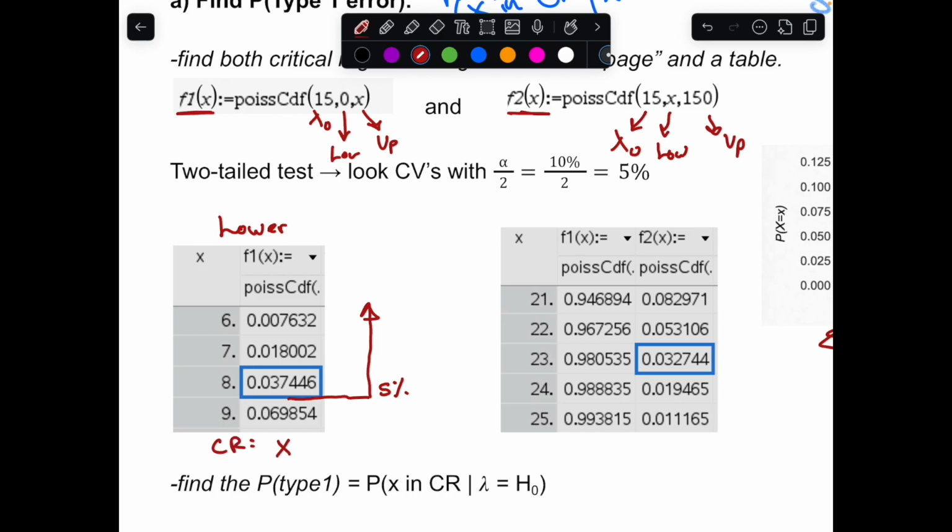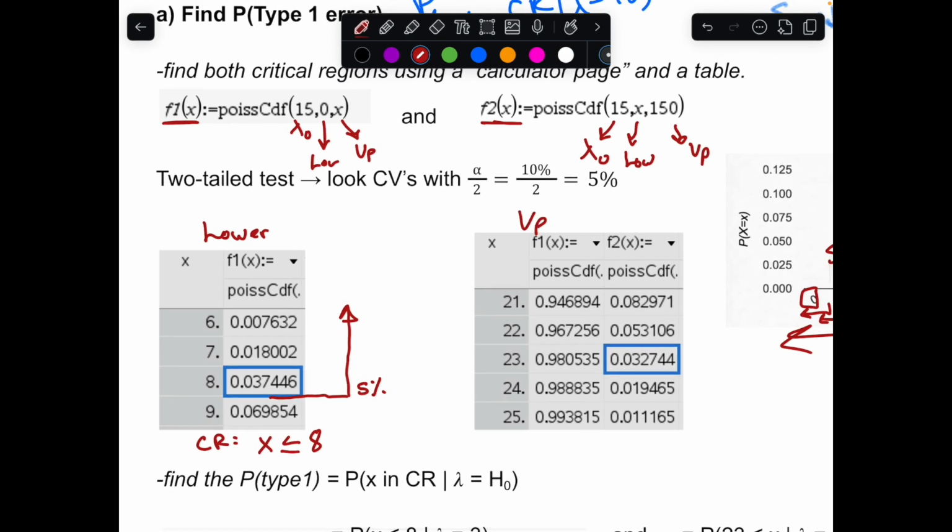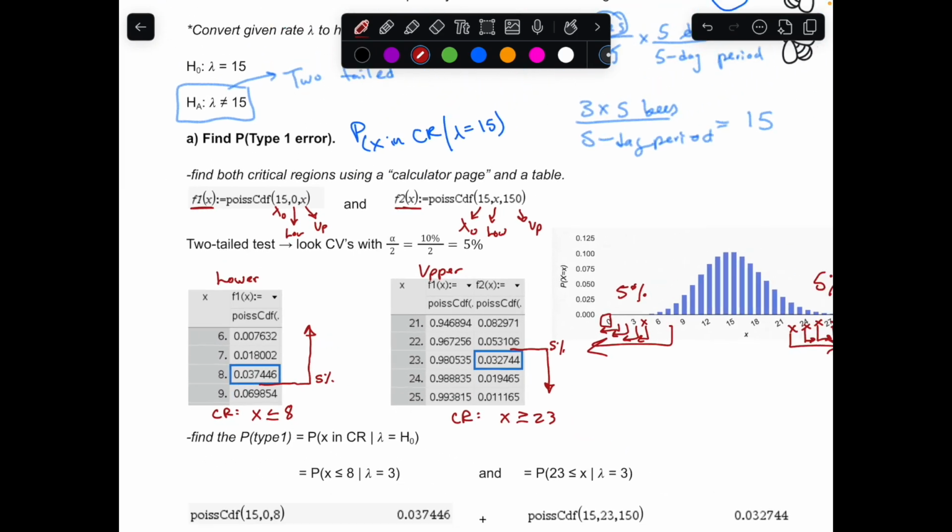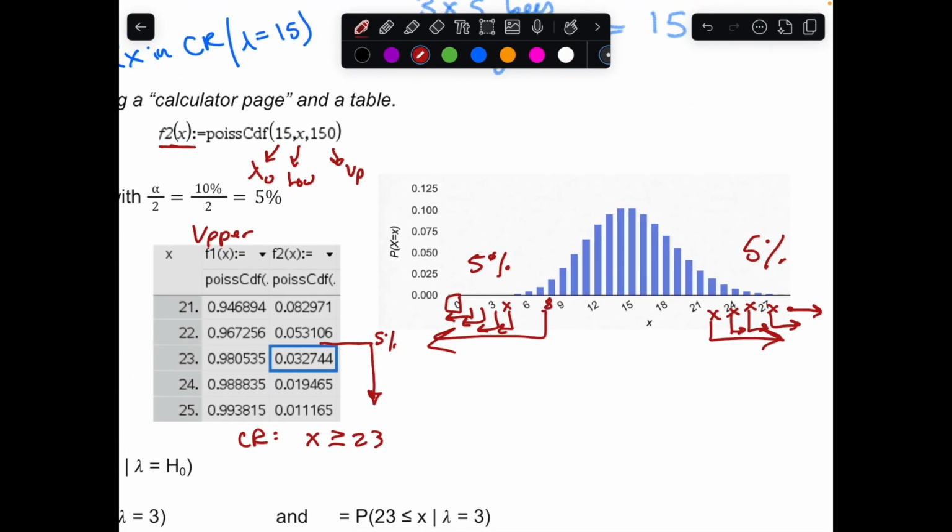And so I would write that the critical region is X, my variable, B's per 5-day period, is less than or equal to 8. And then the upper critical region, we can see here, is right between 22 and 23 B's. And if I keep going bigger, I get smaller and smaller probabilities. So I would say that this upper critical region is X is greater than or equal to 23 B's per 5-day period.